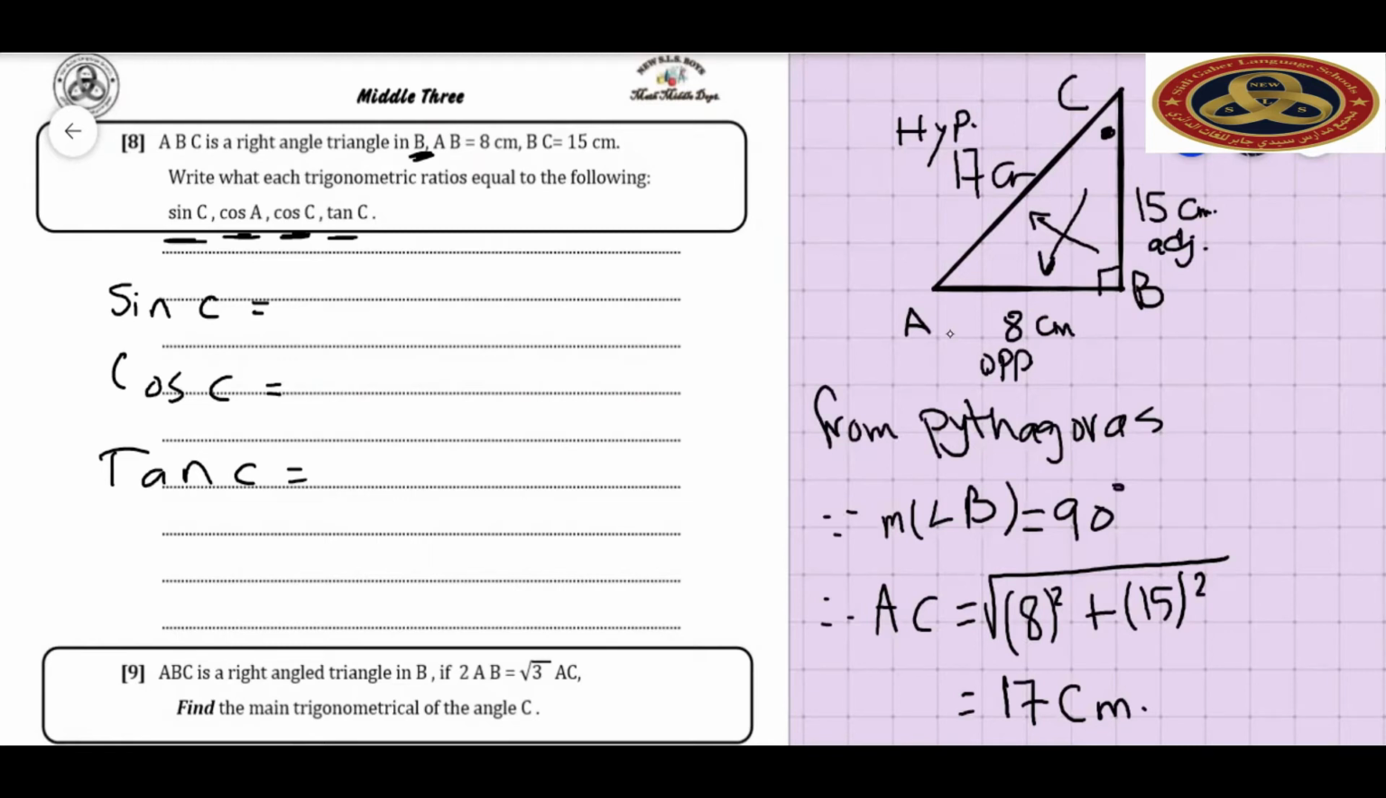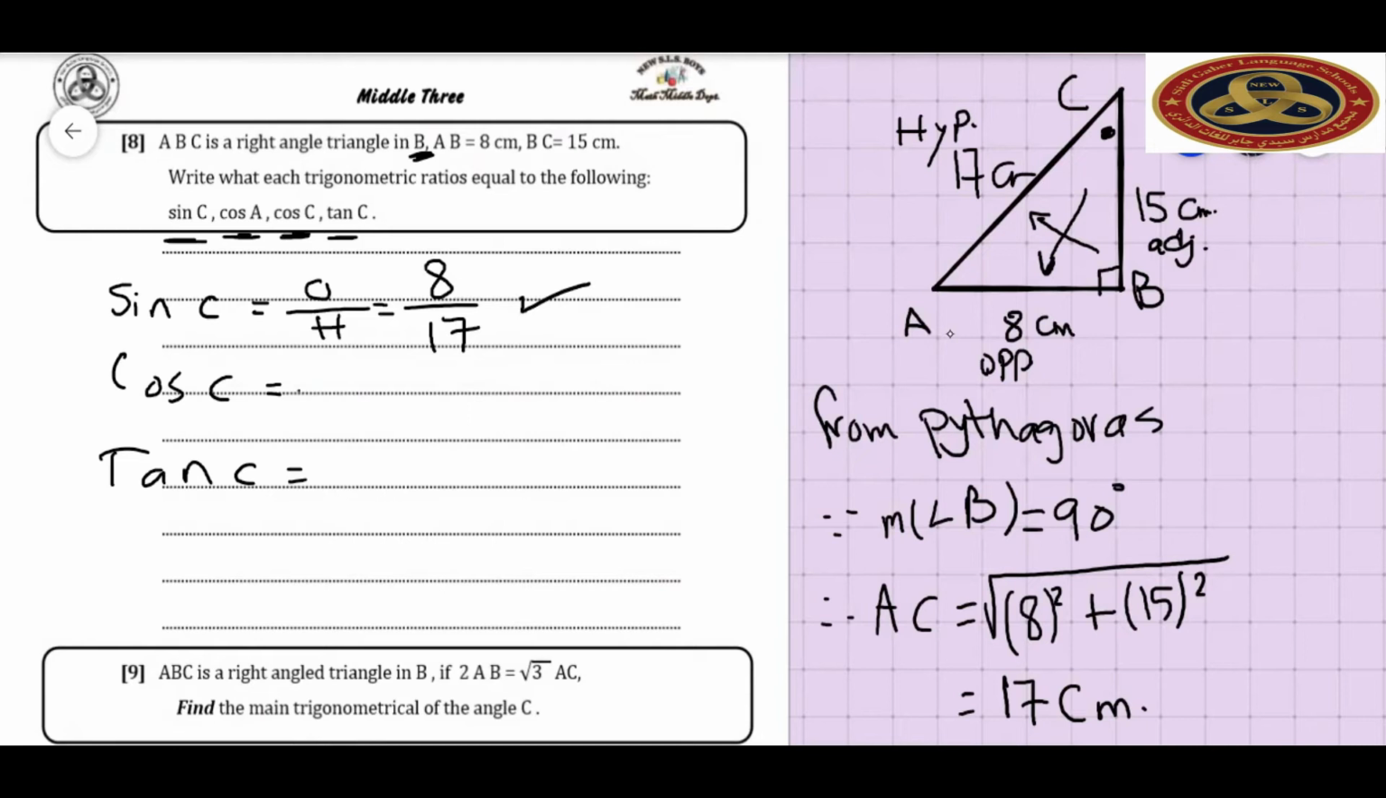Now, who can tell me the ratio of the sine? Excellent. The ratio of the sine is opposite over hypotenuse. What is the opposite of angle C? 8. Excellent. What is the hypotenuse? 17. This ratio in the simplest form? Yes. So you are right.